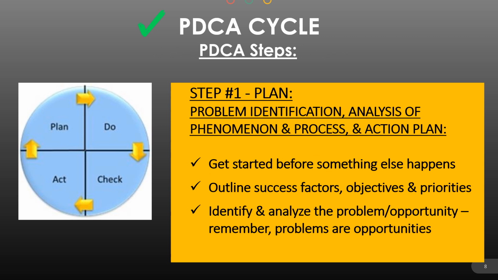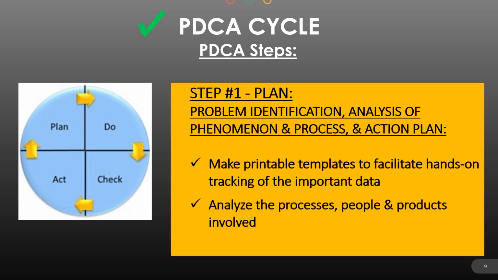PDCA steps. Step 1, the plan. Problem identification, analysis of phenomenon and processes, and the action plan. Get started before something else happens. Outline success factors, objectives, and priorities. Identify and analyze the problem/opportunity. Remember, problems are opportunities. Make printable templates to facilitate hands-on tracking of the important data. Analyze the processes, people, and products involved.